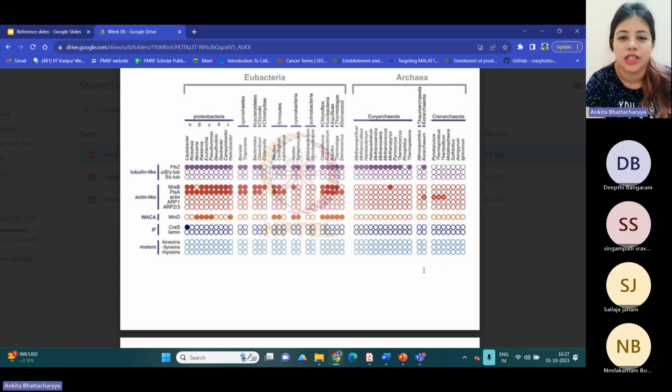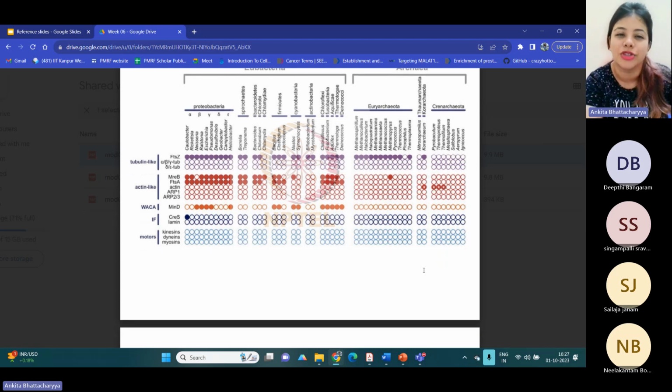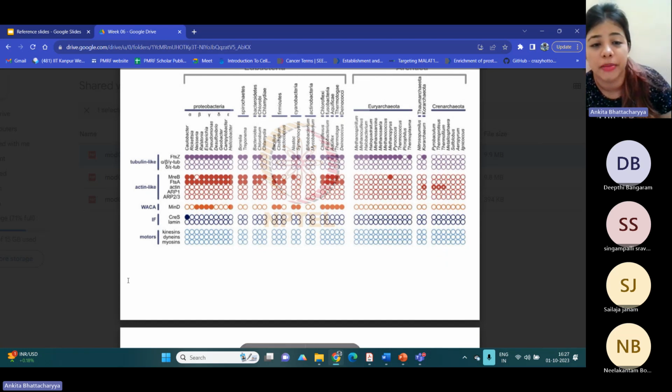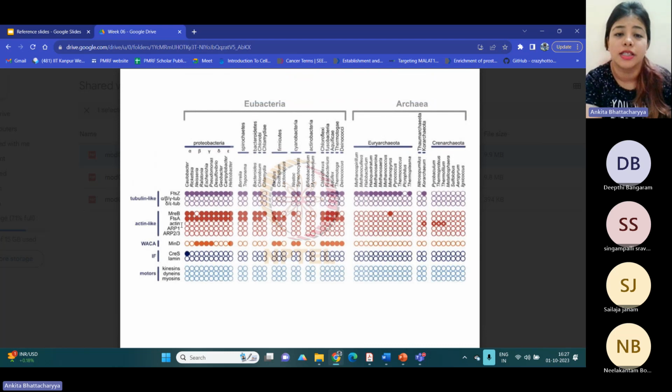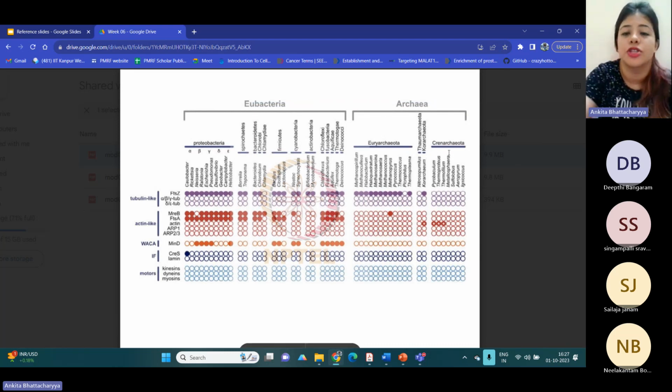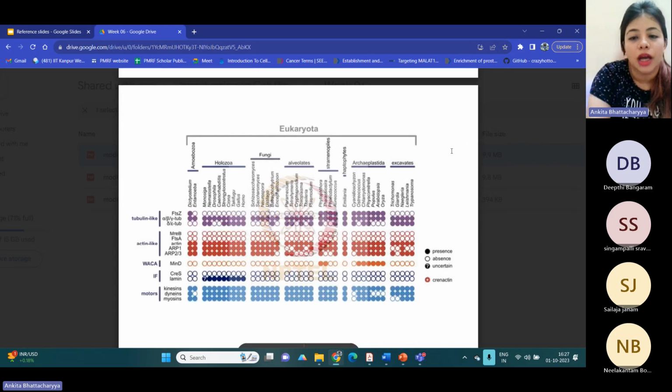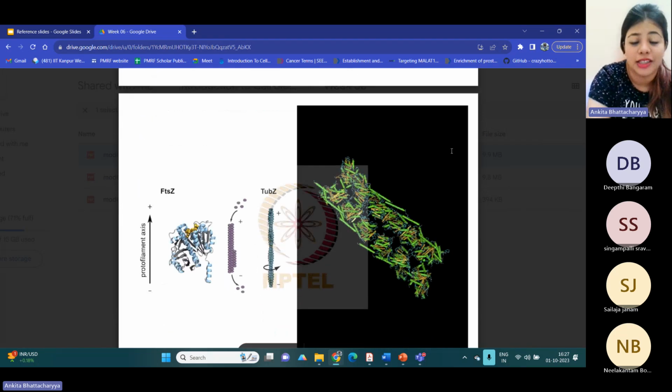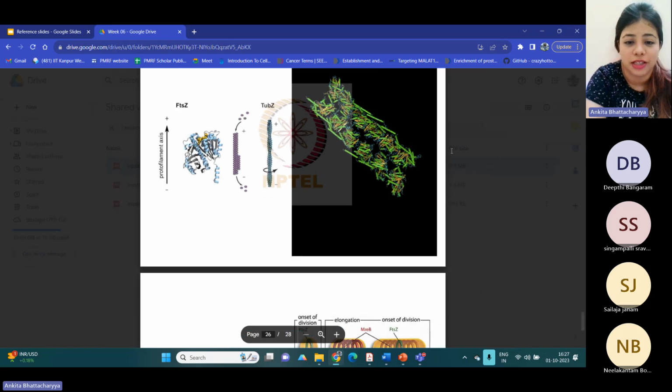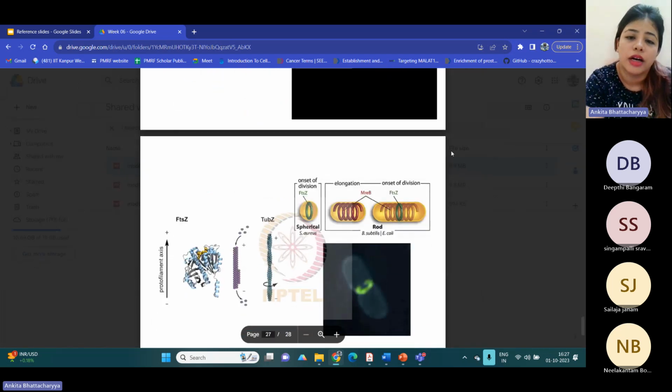This is also a representation of how these individual structures might have been present, like the tubulin-like, actin-like, or intermediate filament-like structures, across eubacteria and archaea and different subspecies along these classes as well. I'm not getting into details of it. These will just basically recap the lecture otherwise.